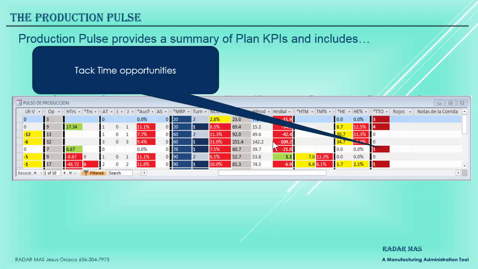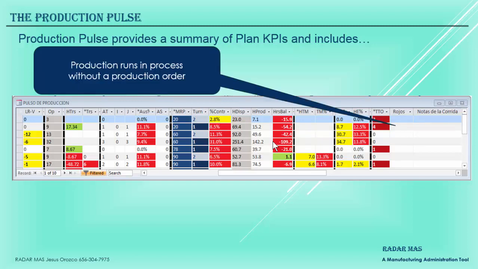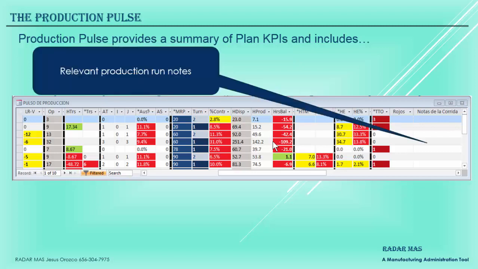And this is the production runs that are being run and not complying with the standard times established by engineering and finance. This is the production runs that are actually running, but without a valid production order, and relevant notes to the production run.